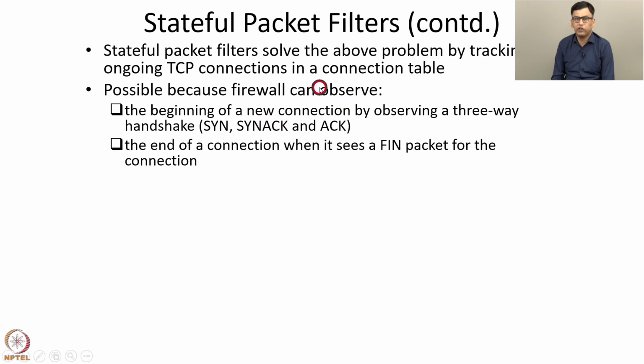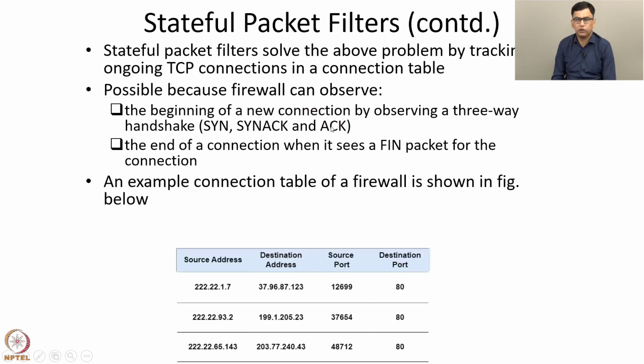The firewall can also observe the end of a connection when it sees a FIN packet for the connection. So when the connection ends, the firewall can then remove the connection from the list of active connections. Whenever a new connection is established via three-way handshake, the firewall adds the details of that connection to the table, and whenever the connection ends via the exchange of FIN packets, the firewall removes the connection from the table.